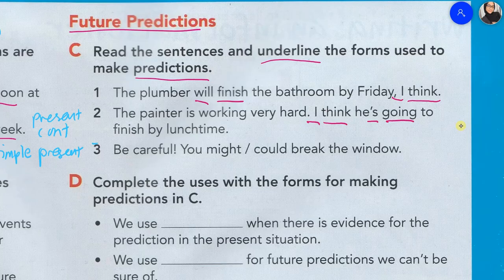Okay. What about number three? Be careful, you might or could break the window. Might or could, right? Kemungkinan. So, those are the phrases or words that indicate a prediction in the future.